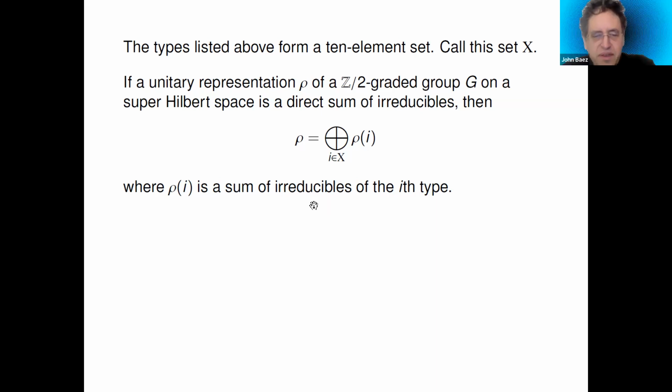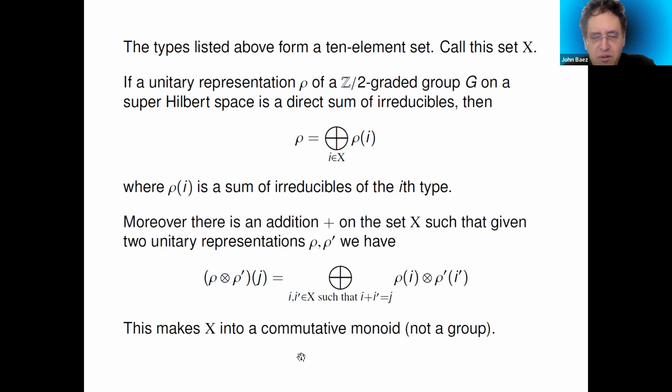What I'm claiming here, which you've already seen me claim before, is that there's a way to put a monoid structure on the set 10 that makes tensor producting representations compatible with the 10-fold grading that they naturally get.